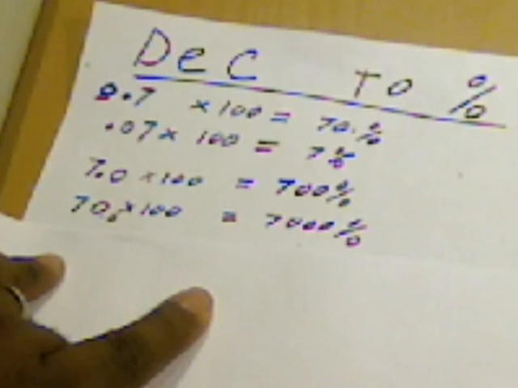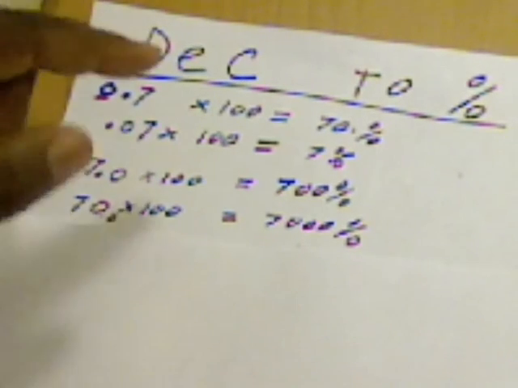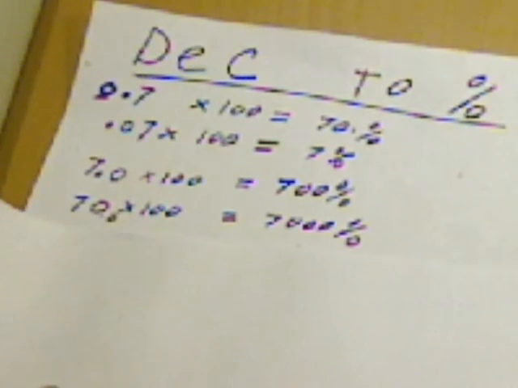And I know you guys like the 2 places to the right rule, but also remember 2 places to the right is the same as multiplying by 100.